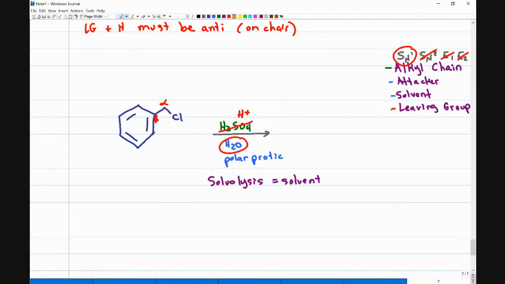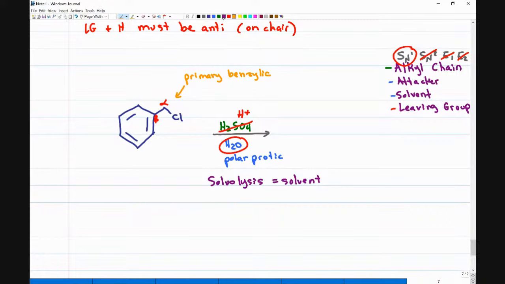But look at the alpha carbon. My alpha is primary. Can I form a carbocation on a primary leaving group? Technically, no, but it's not primary by itself. It's a primary benzylic, and the benzylic group can have resonance, can stabilize, and that is going to allow the primary carbocation to form. That is going to then allow my SN1 reaction.